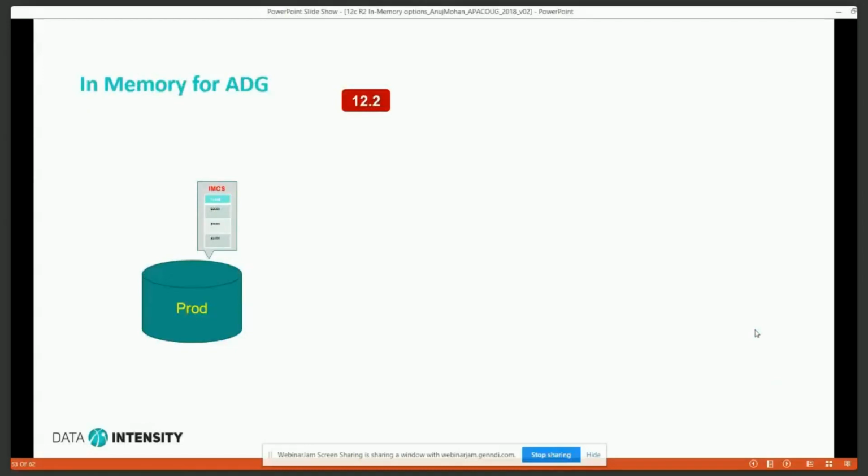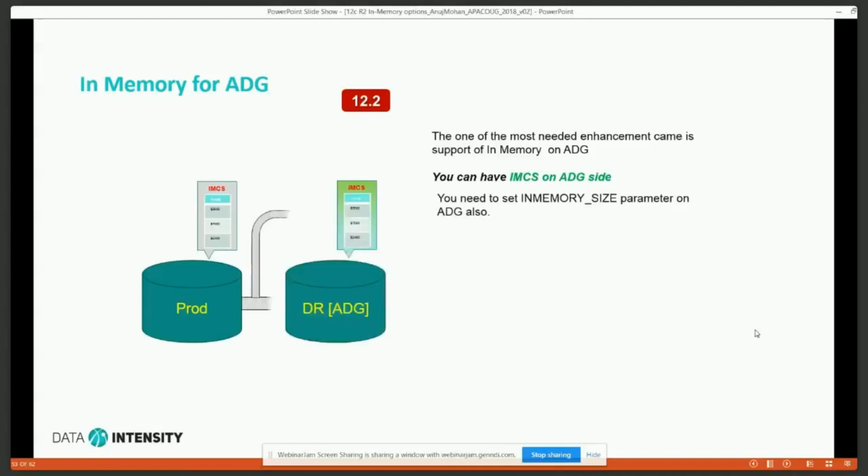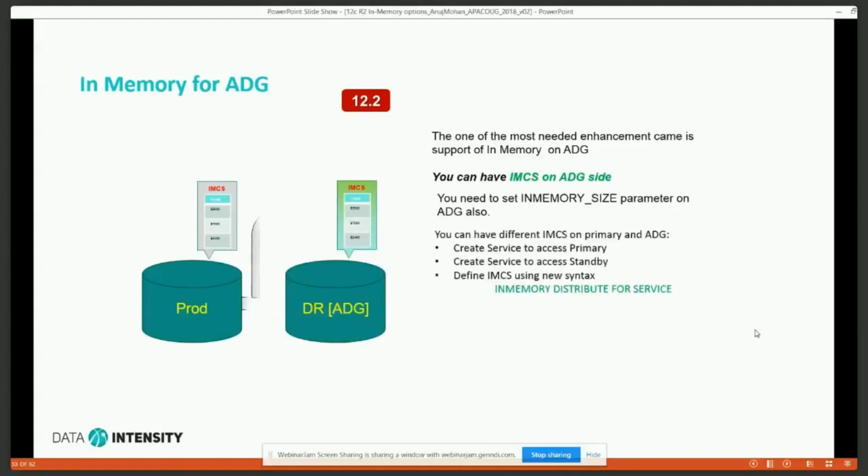All right. The next new feature in 12.2 was support for Active Data Guard. We talked about it in previous slides, but now you can have your in-memory column store on the Active Data Guard side, so your reporting queries will be faster. All you need to do is set the in-memory size parameter on the Active Data Guard side, and it will start populating the in-memory column store on Active Data Guard.